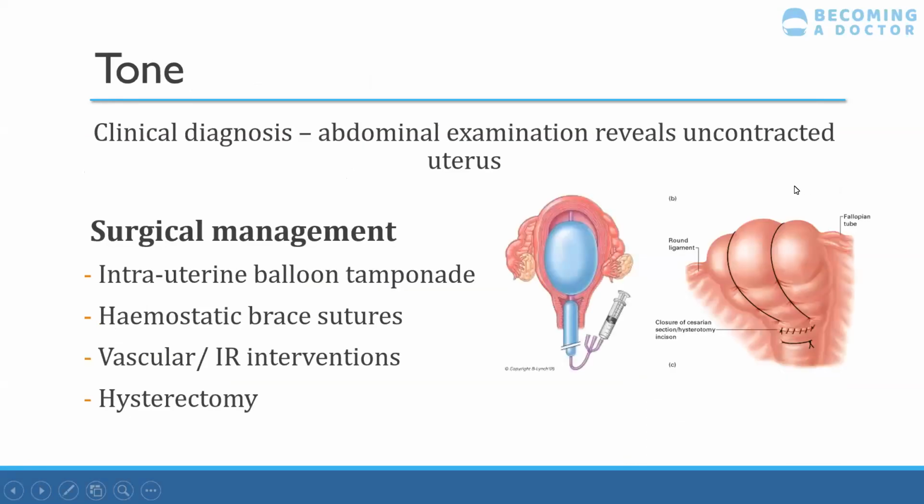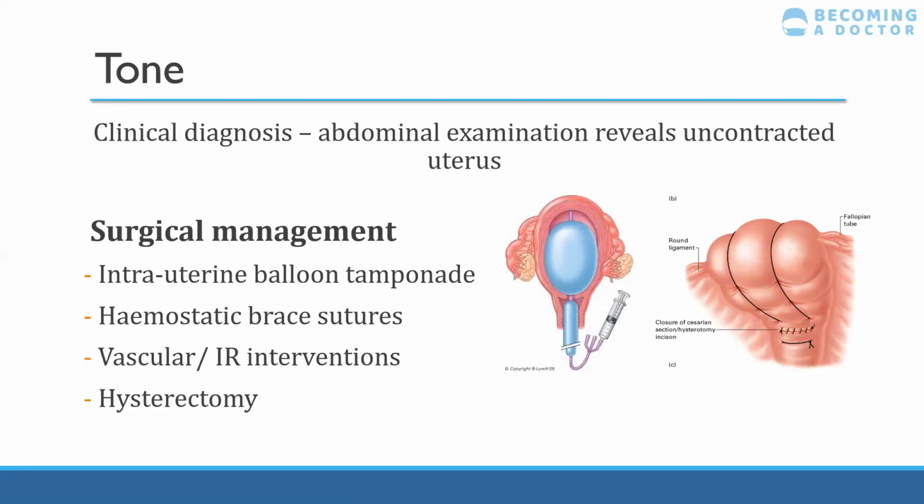So then moving on to tone. Basically, tone is a clinical diagnosis, like we said, examination of the abdomen. If the uterus doesn't contract well, then all those vessels are still left bleeding, and that's why it causes PPH.